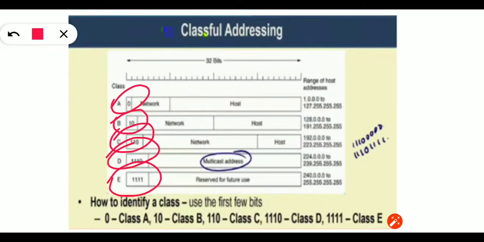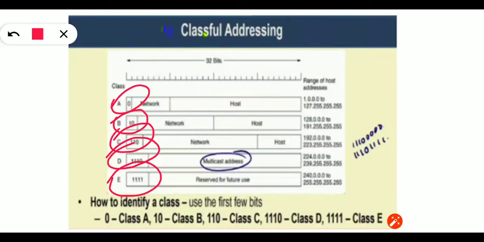Now for these 5 different classes of address, you have this kind of network address and host address division part. But even before going to this in IP based protocol, we have a concept of multicast. So what is multicast? Multicast is sometimes required to send a packet not to a single destination, rather to a group of destinations.